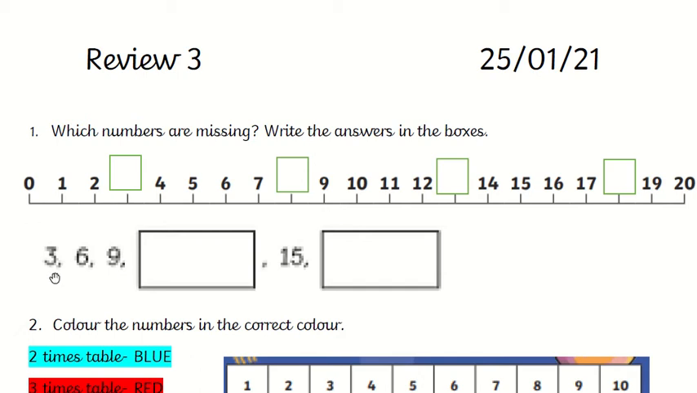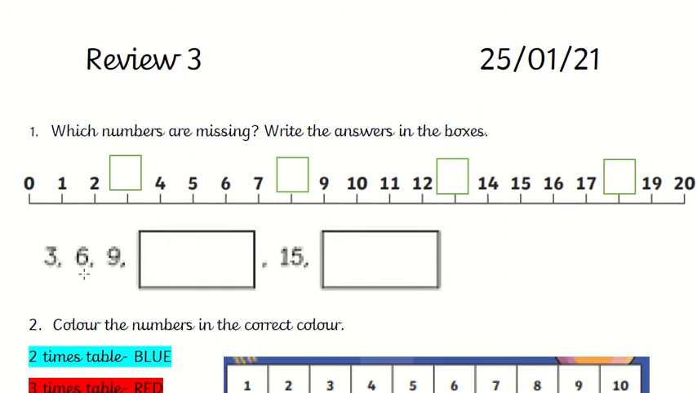Okay, this one underneath is a bit of a challenge. Sorry, it's a little bit blurry. So we have the numbers 3, 6, 9, blank, 15. Okay, now this is a challenge. So what I want you to do is think about what are we adding on to 3 to get to 6? Have a think. Well done. We've added on 3 to get to 6.